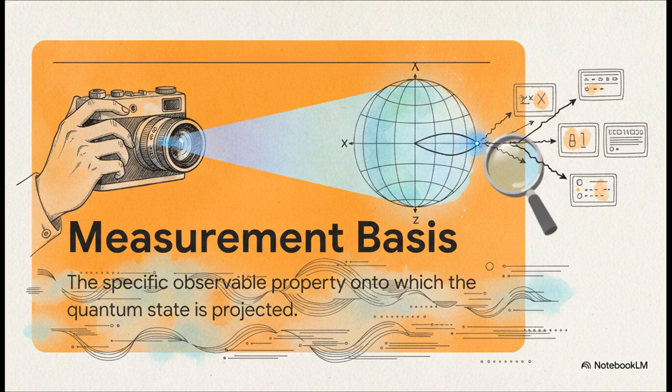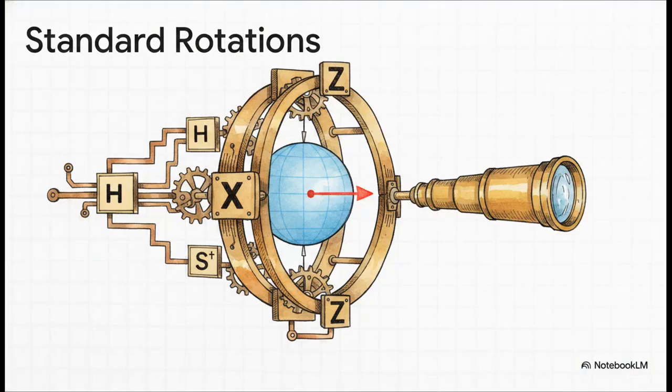Because measuring projects the state into an eigenstate of your chosen observable, the basis you actively choose dictates the specific kind of classical information you reveal. Here are the standard basis rotations you'll actually use in code.